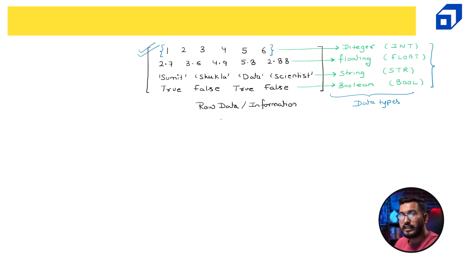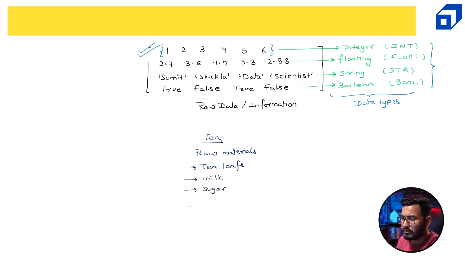Before we process this data, we need one more thing. Let's take a very simple example. Let's say I have to prepare tea. What components do I need, what raw material do I need? So let's quickly write down the raw materials. The very first thing is tea leaves. I need maybe milk. I need sugar. I need water. I need, let's say, ginger. What else? Maybe you need a stove also.